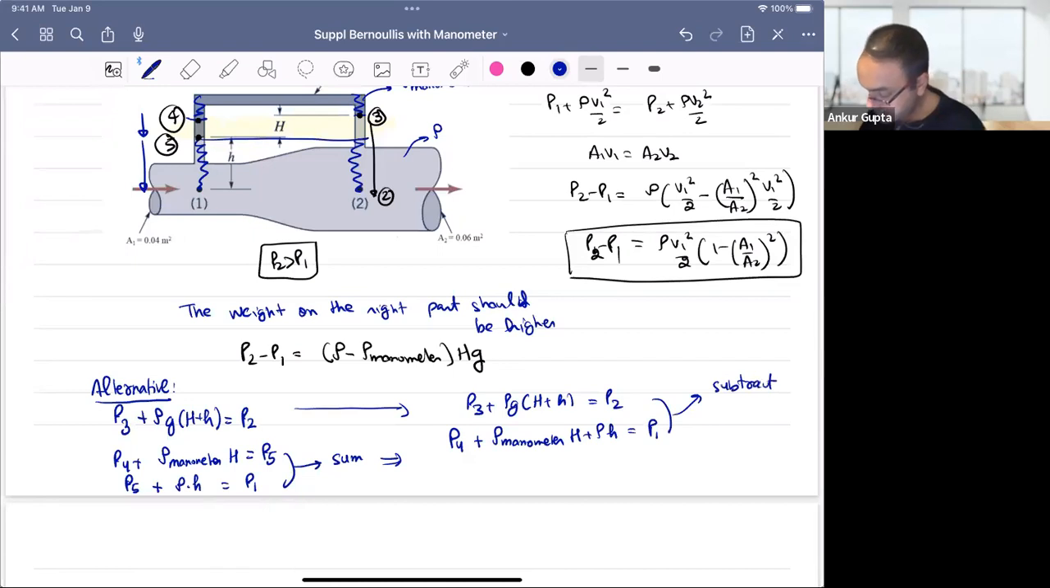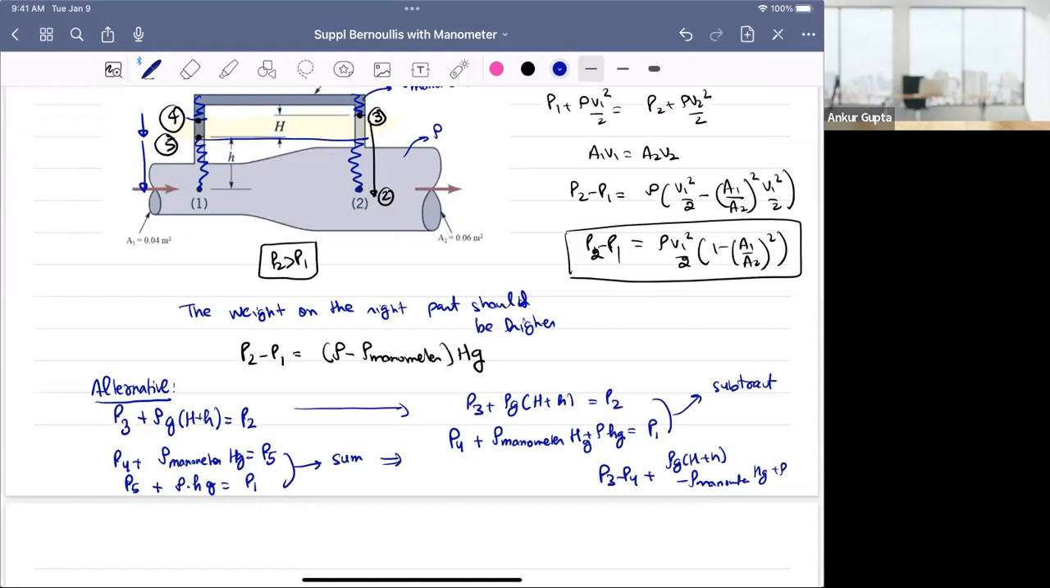And what you'll get is P3 minus P4. And then you will have rho g (H plus h) minus rho manometer g h. By the way, there is a g I forgot. Sorry about that. There is a g I forgot everywhere, so do correct that. Apologies for that.